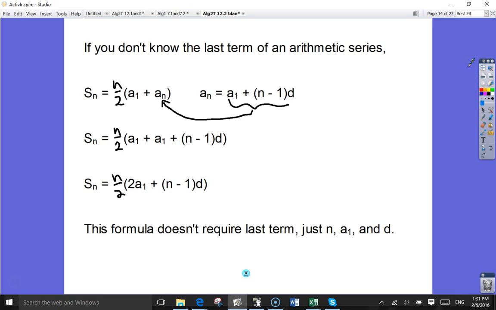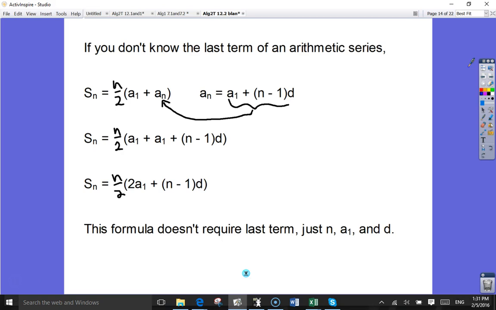You can actually combine the 2 formulas into one, right? I could take the formula for AN and replace the AN in the SN formula, right? Then it looks like this. Then I can combine the 2 A1s into 2 A1, and I get a formula that doesn't require the last term anymore. That's the last formula on the sheet right here. So this is the formula you use when you don't know the last term, because now all I need to plug in for is the number of terms, the first term, and the common difference.